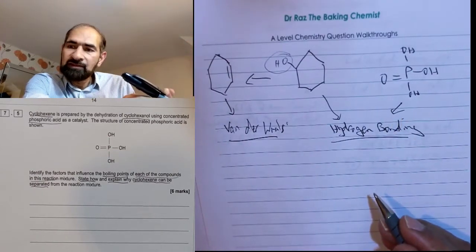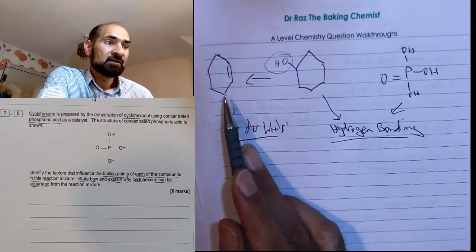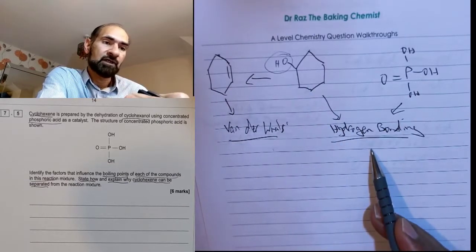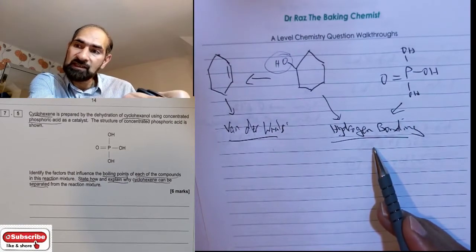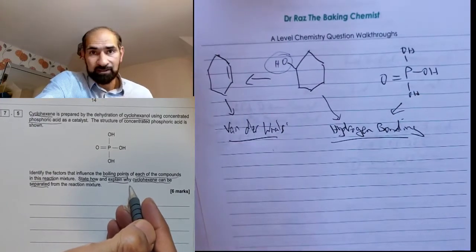So identify the factors that influence the boiling point of each of the compounds in this reaction. So literally, I would say, cyclohexene, van der Waals forces. Cyclohexanol, hydrogen bonding. Phosphoric acid, hydrogen bonding. And then it says state how and explain. That's two questions in one.